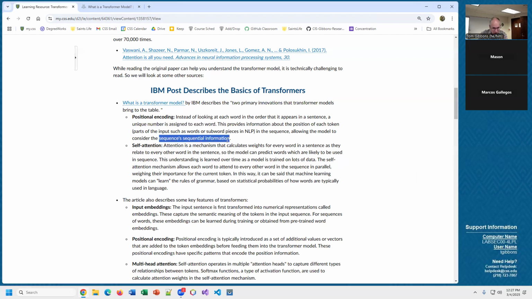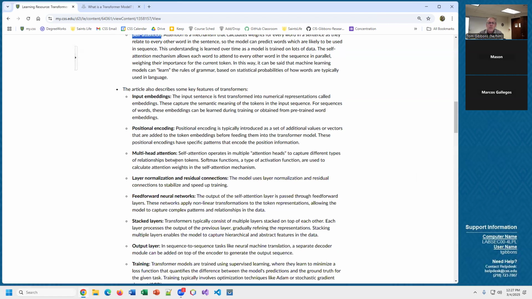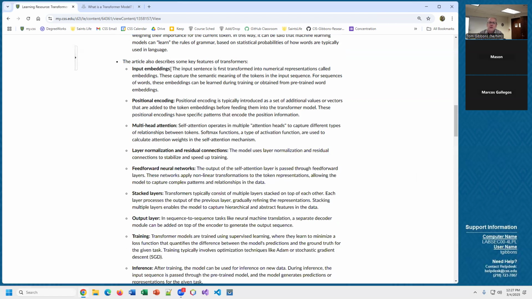Again, it doesn't tell you much. We'll try to look at this more later, but positional encoding was important there. And the other thing was self-attention. Rather than having the output attending to the input, here we're taking the input and attending to the other words in the inputs and understanding that.